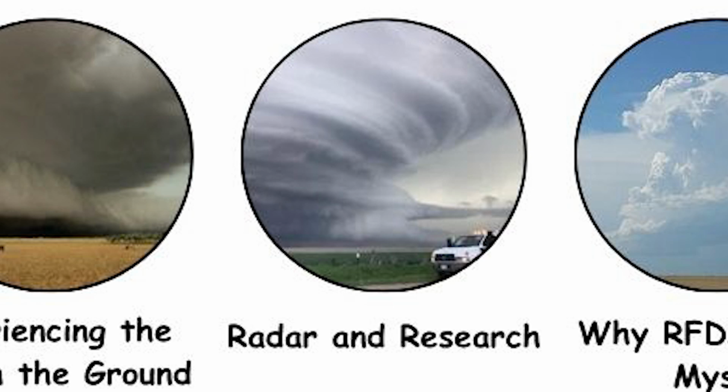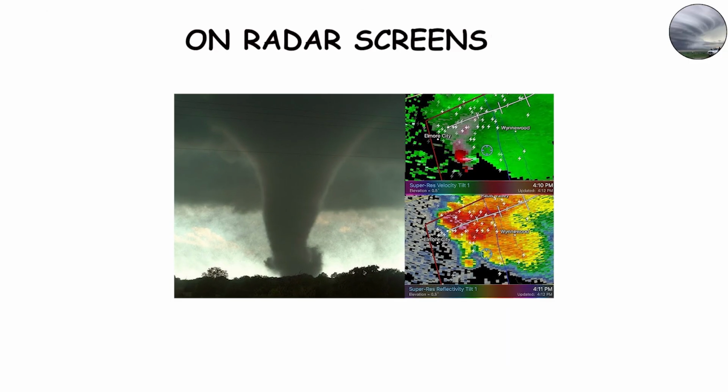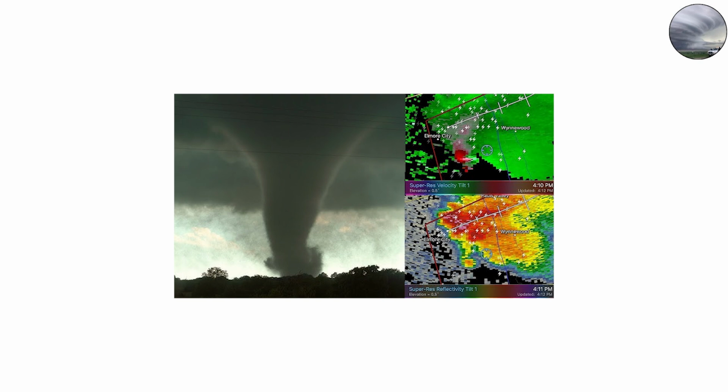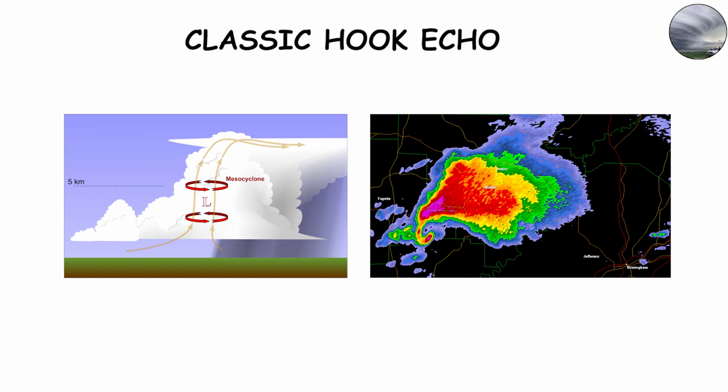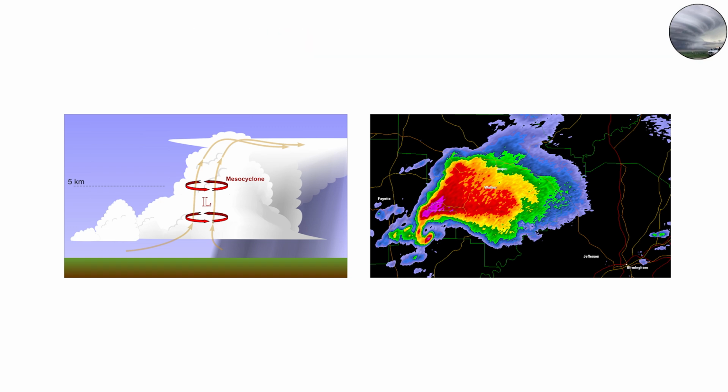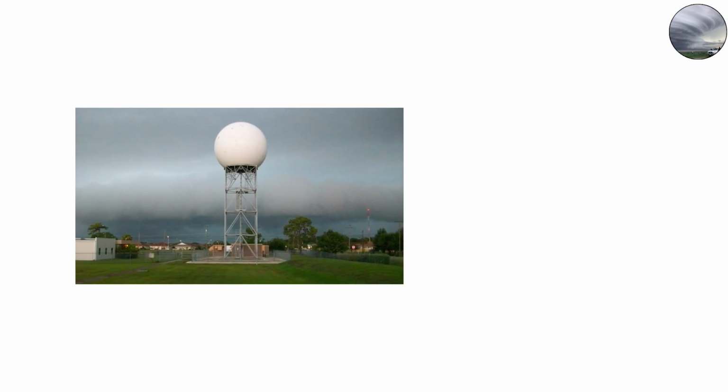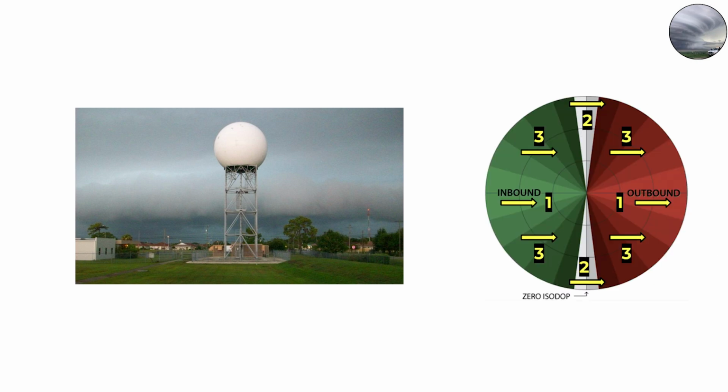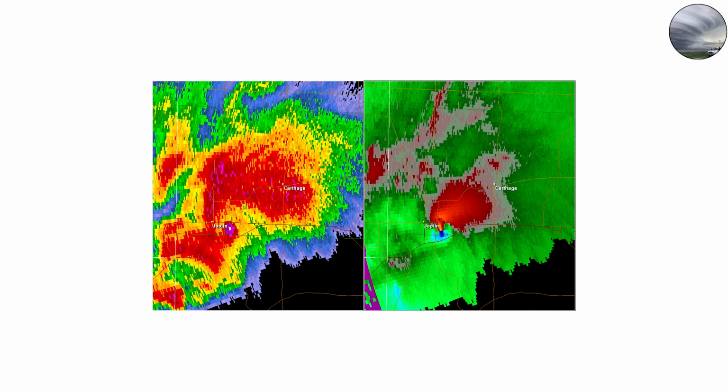Radar and research. On radar screens, the RFD is essential for identifying dangerous storms. As it wraps precipitation around the mesocyclone, it creates the classic hook echo, one of the most iconic radar signatures in meteorology. With Doppler radar, scientists can also detect velocity couplets, spots where inbound and outbound winds are right next to each other, a hallmark of rotation near the ground. These signatures, often influenced by RFD behavior, are what trigger many tornado warnings.